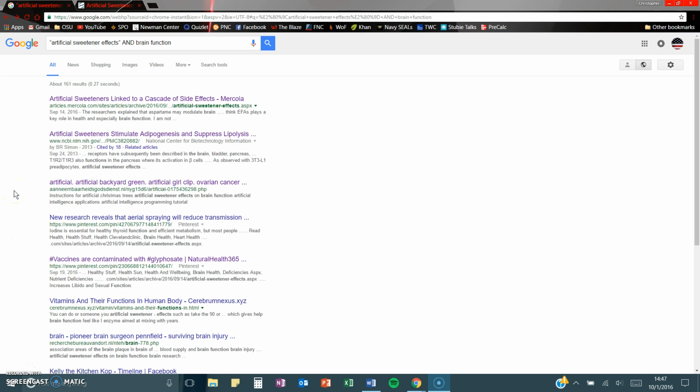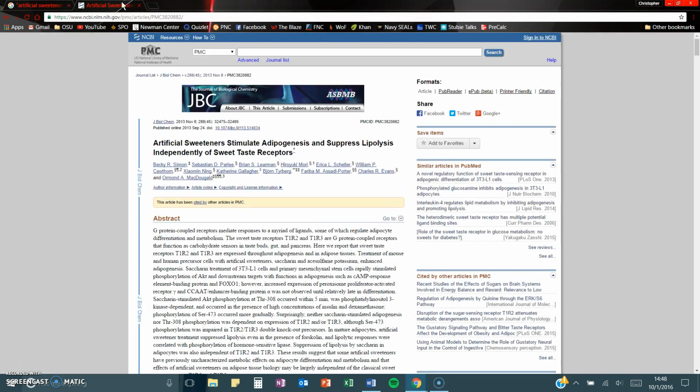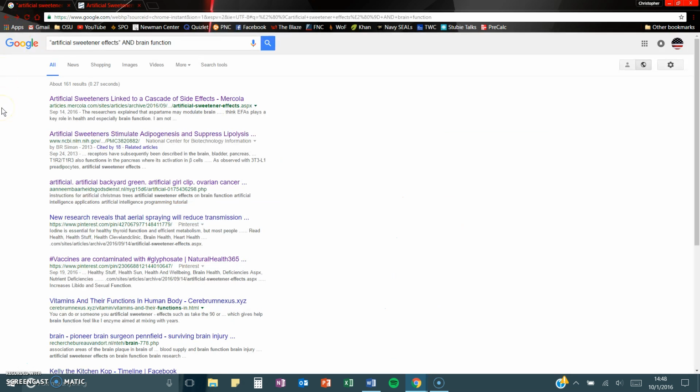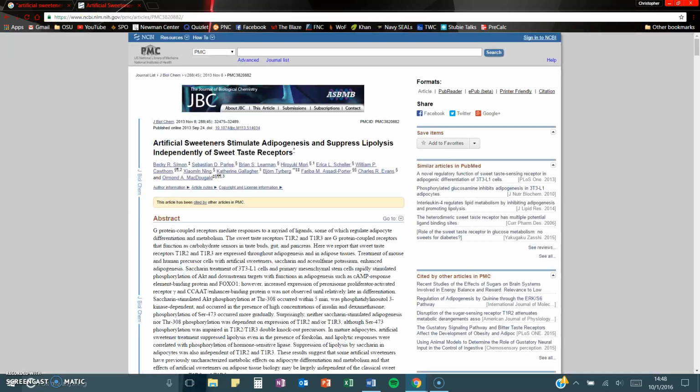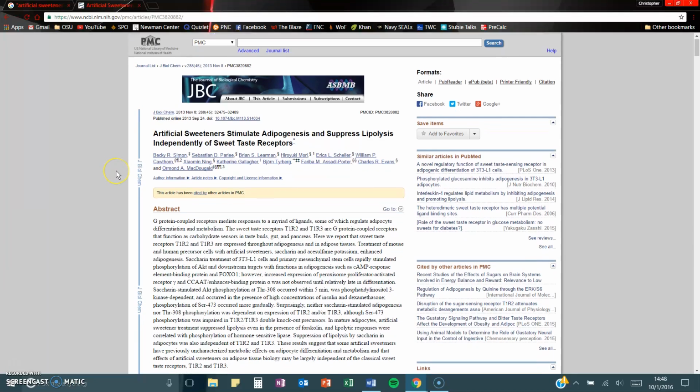The first search statement that I used is artificial sweetener effects and brain function. When I searched that, I got one scientific journal website from the U.S. National Library of Medicine. Other than that, though, that was really the only thing that matched what I was looking for at all.